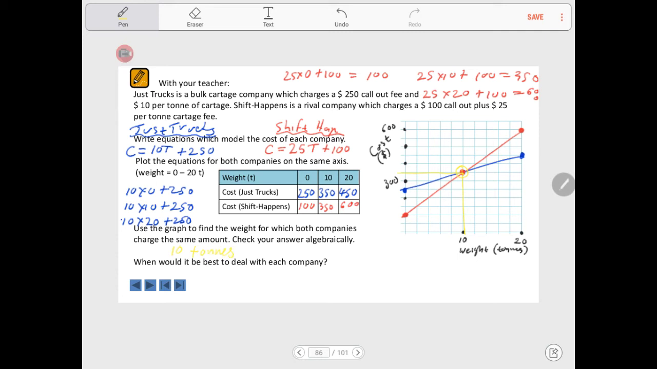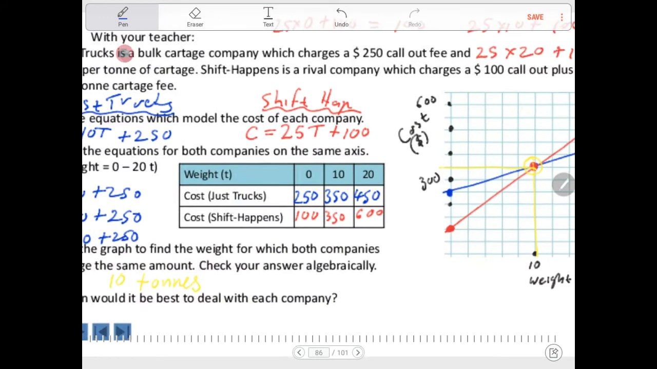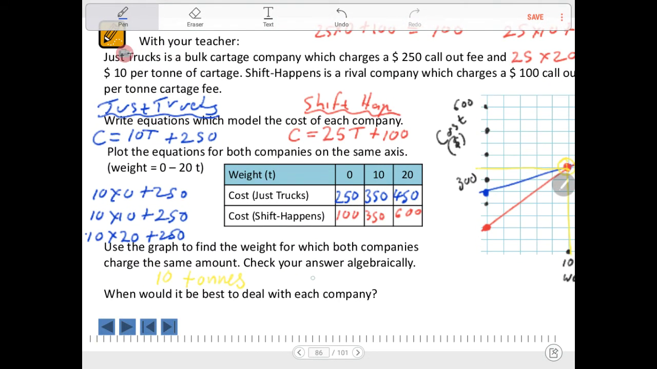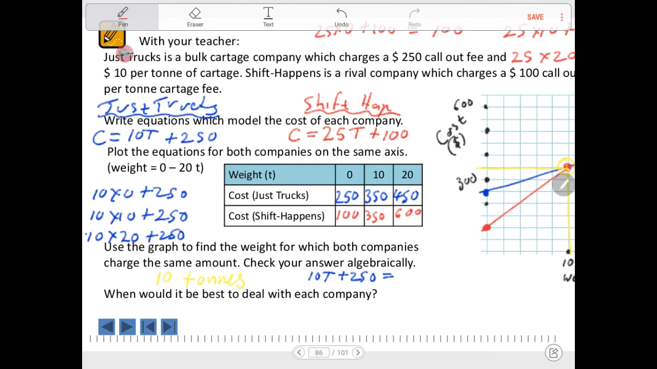We're asked to check our answer algebraically. So we're going to do this using the equations. So that means that we make the charges equal to one another, like this. Okay, now we want to rearrange to get T on its own here. So that looks like this.